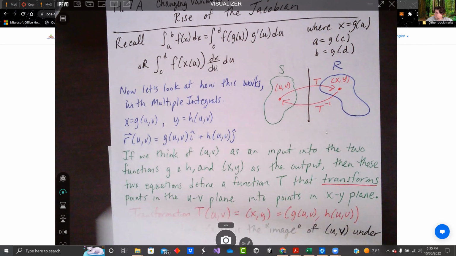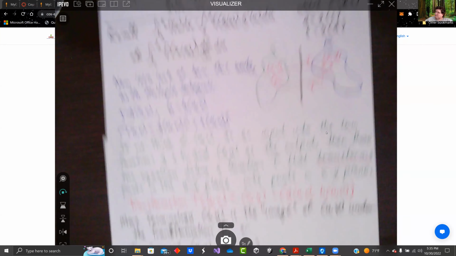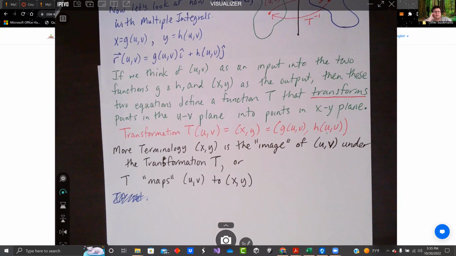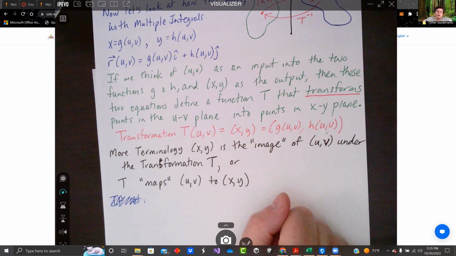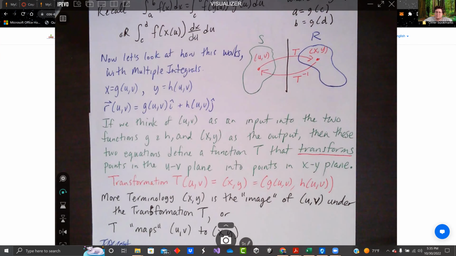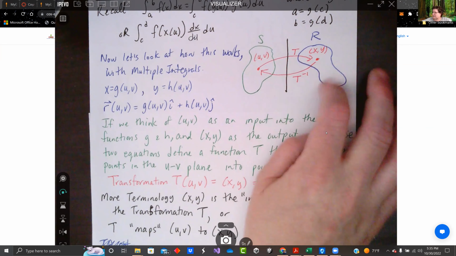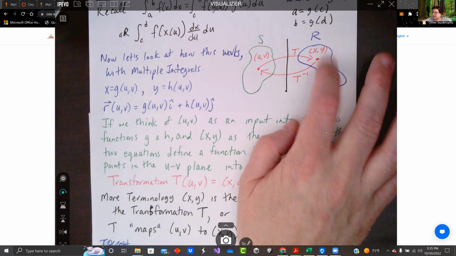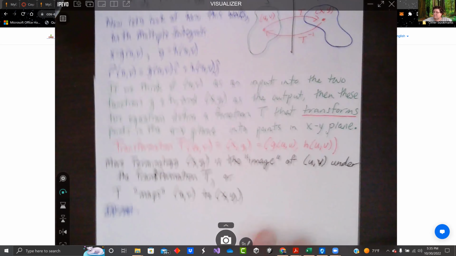So let's just define a transformation T, where the transformation T of u and v, it was x and y, but now every x and y is replaced with u and v. So we're taking stuff in our set S over here, and our set R where xy is, we're mapping it over to uv. Mapping is a word that we're going to be using. Maps.